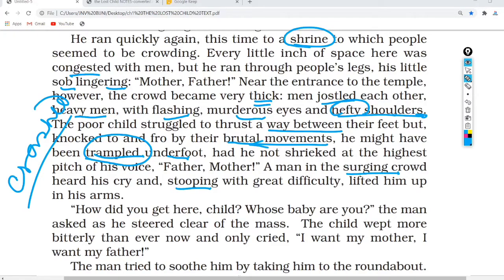But what happened? He shrieked at the top of his voice, and a person took pity. He bent down and with difficulty lifted the child onto his arms or lap. "How did you get there, child? Whose baby are you?" the man asked as he steered clear of the mass. The child wept more bitterly than ever and cried, "I want my mother, I want my father."